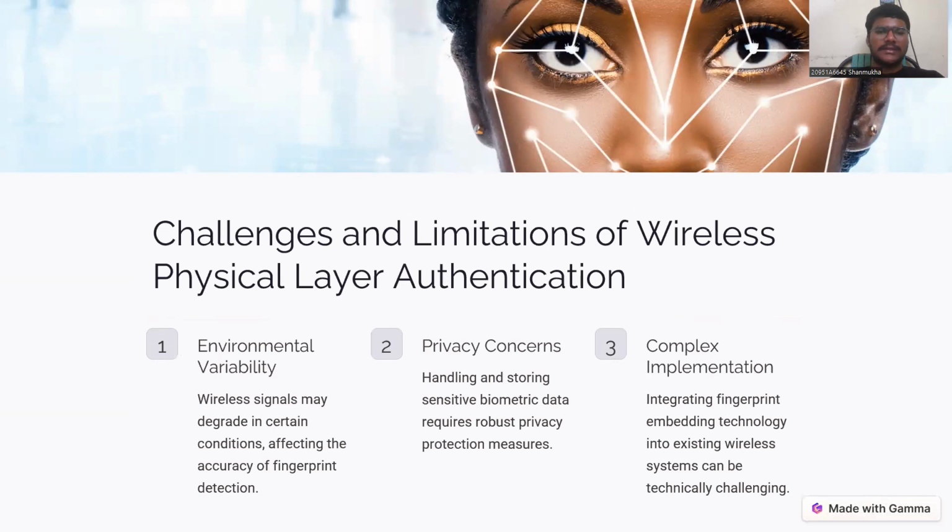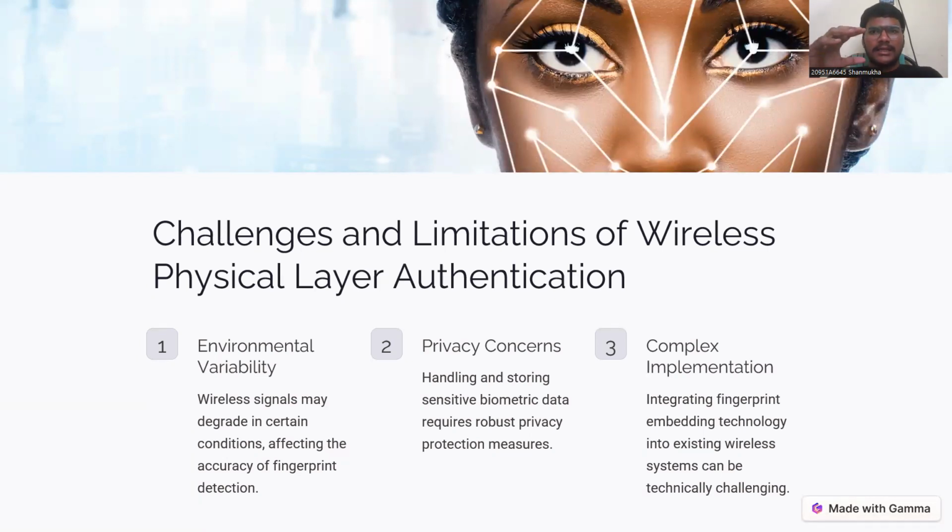Challenges and limitations of wireless physical layer authentication. Environmental variability. Wireless signals may degrade in certain conditions, affecting the accuracy of fingerprint detection. Even if you want to use fingerprint authentication, everything will be managed by the computer and the algorithms, which extract the features, convert them into wireless signals, and then verify whether the received print matches the already stored fingerprint.